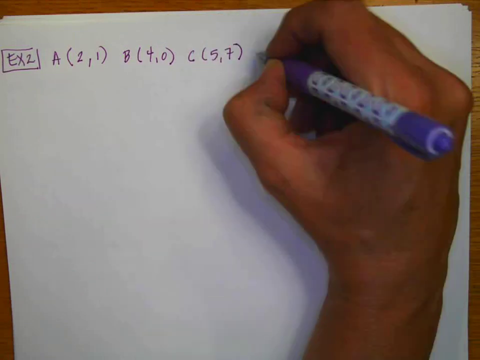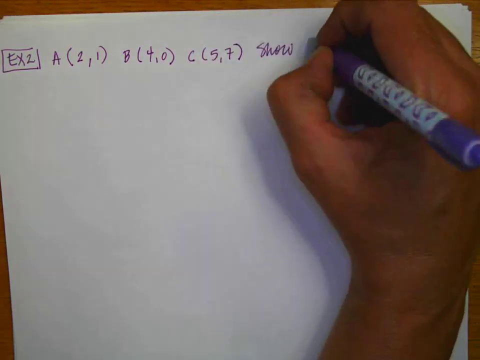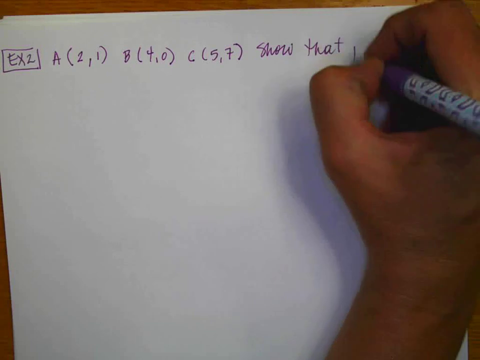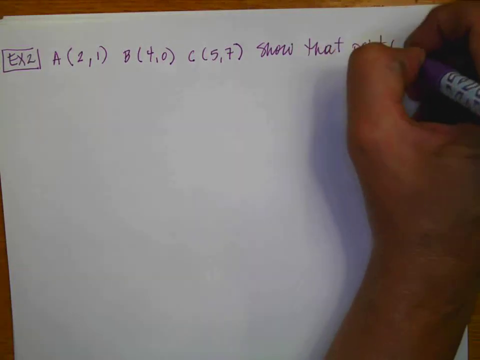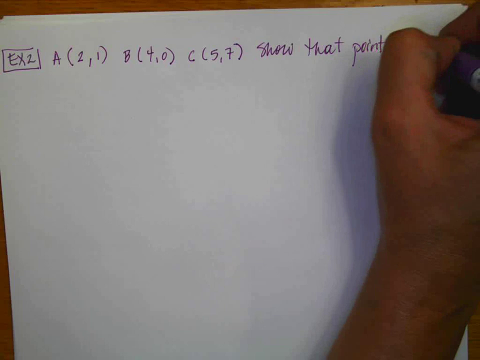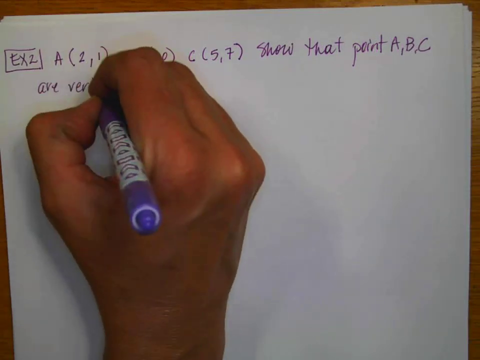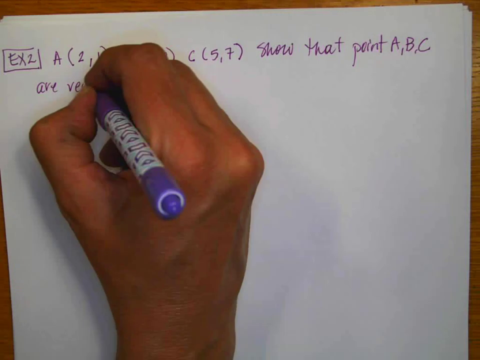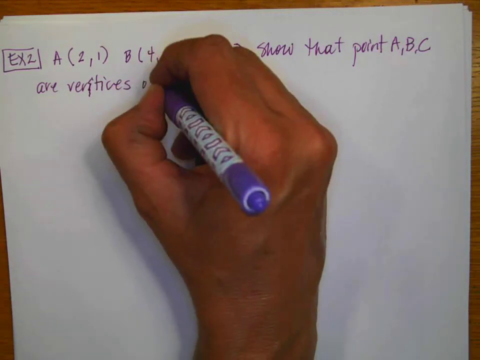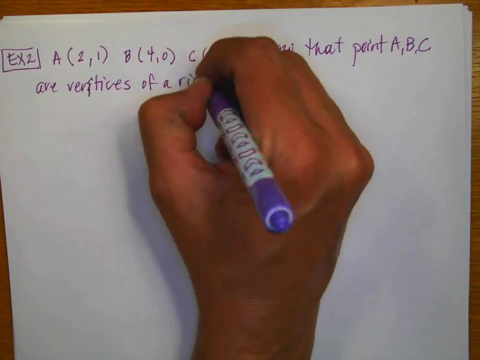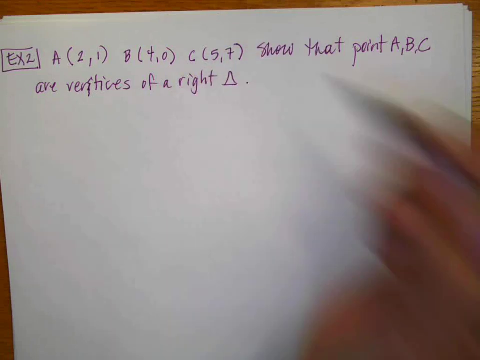And I want to show that the points A, B, and C are the vertices, except I spelled it wrong, vertices of a right triangle. My bad. All right.